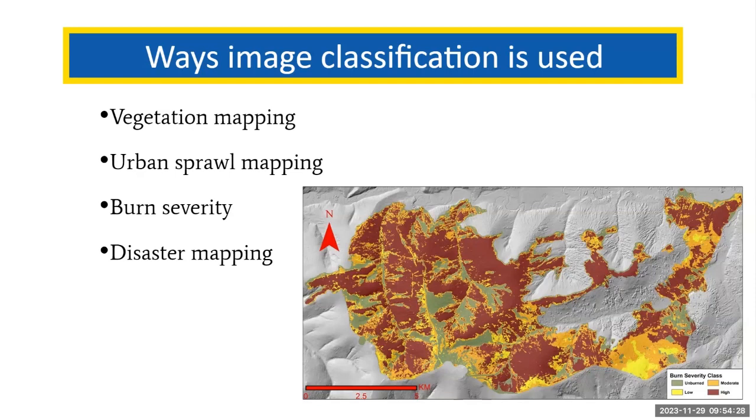So not all image classification will be 100% correct. Actually, very few classifications are 100% correct. Every classification product will have some error in it. Okay, so then how do you figure out how much error is in your classified product?